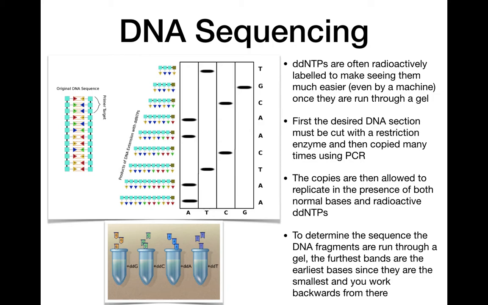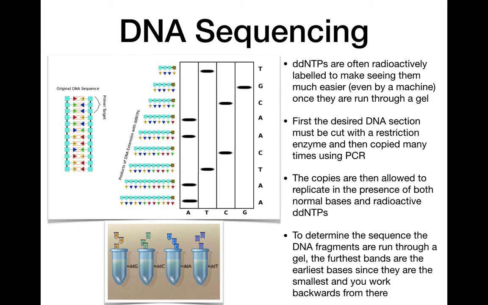To figure this out, what we do then is run all these fragments through gel electrophoresis. And the furthest bands are the earliest bands because they are the smallest fragments. You have each little vial containing only one particular letter of ddNTP. So only G ddNTPs here, only C, only A, only T. You take those four samples and you run each of them separately in a different well. And then you see where they stop. So the sequence here is going to be A, T, C, A, C, G, T. That's the sequence of this gene because you have one stop for every position, and you can tell by which column it stopped in which base it was, because this was all the A's, all the T's, all the C's and G's. And what stopped it was the last letter being a ddNTP.